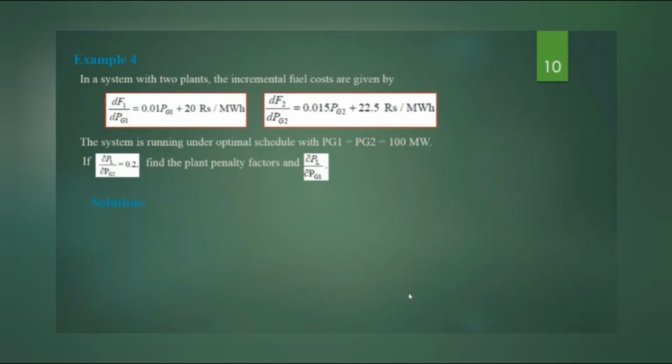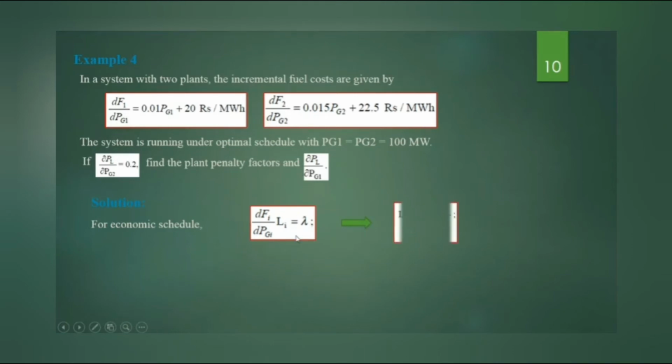So here for generator 2, del PL upon del Pg2 is equal to 0.2. According to the equation of penalty factor, Li equal to 1 upon 1 minus del PL upon del Pgi. Right? So this is our coordination equation including the transmission losses, and this is our penalty factor equation. Here del PL upon del Pg2 is already given to you, right?